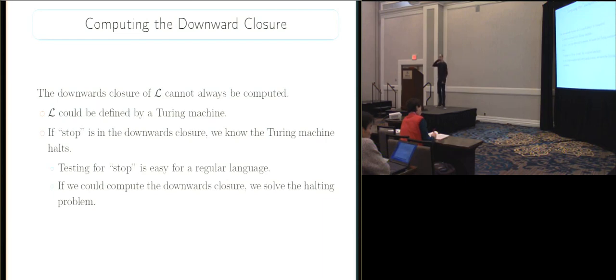But there's a price to pay for this, because obviously the downward closure can't always be computed. You can see that because if your language was defined by a Turing machine, and we could compute the downward closure all the time, we could then just take the downward closure of this language and ask if the character stop appears in that downward closure. And if stop appears, that means that there is some execution in our Turing machine that results in the Turing machine halting. So if we could always compute the downward closure, we could always solve the halting problem. So obviously, we can't always compute the downward closure.